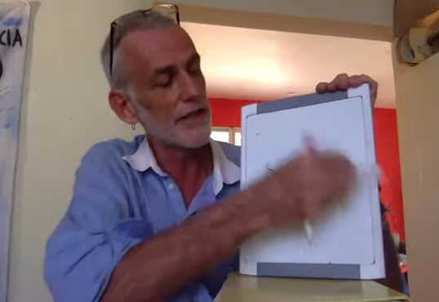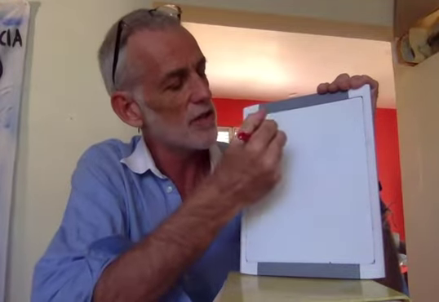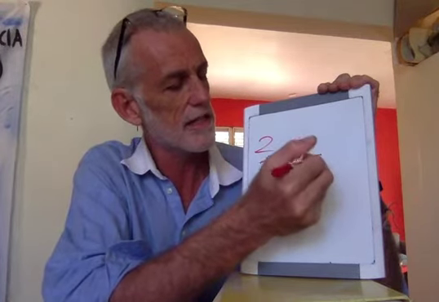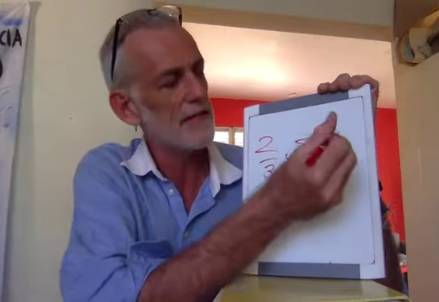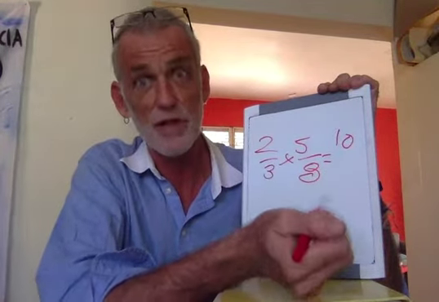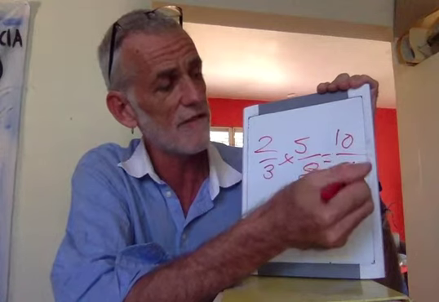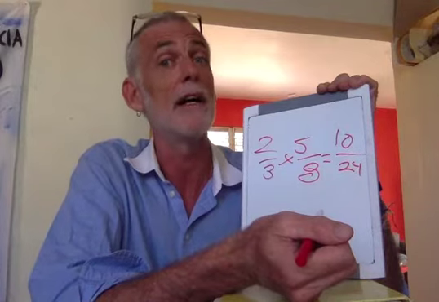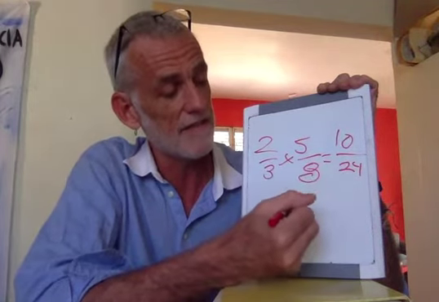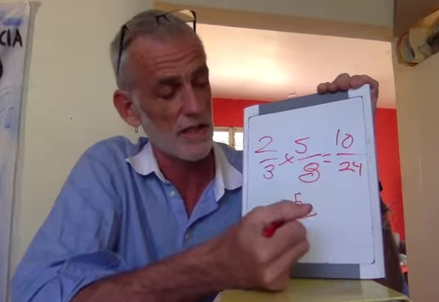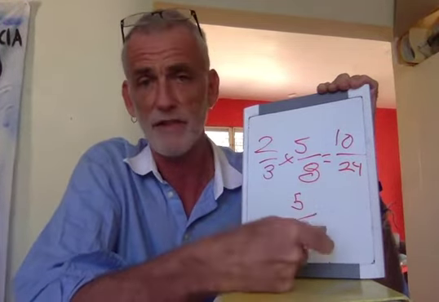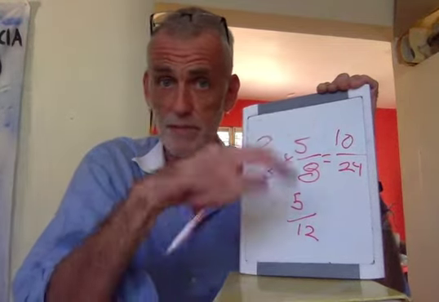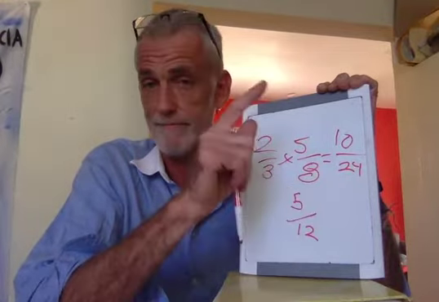Let's do one we have to simplify, shall we? 2/3 times 5/8. 2 times 5 on the top, 10. The bottom, 3 times 8, 24. 10/24. They're both even, so therefore we know we can divide both of them by 2. 10 divided by 2 is 5. 24 divided by 2 is 12. That would be your final answer, 5/12. That's all multiplying fractions is, right? Multiply the top, multiply the bottom, simplify if you got to.